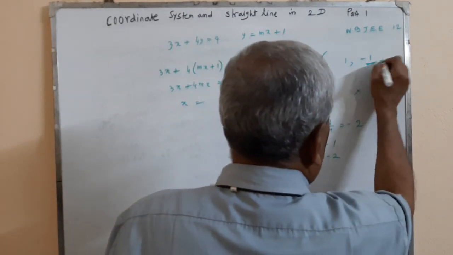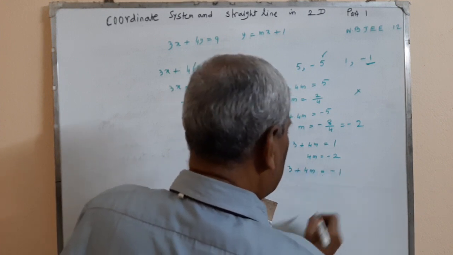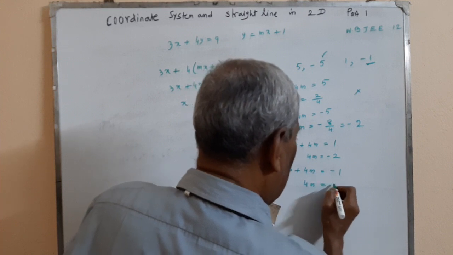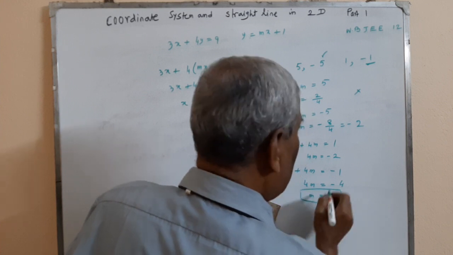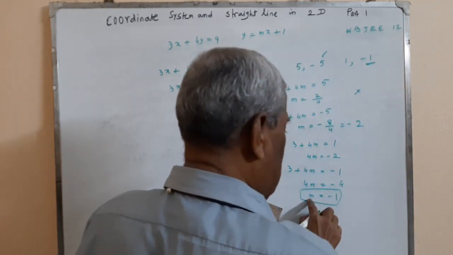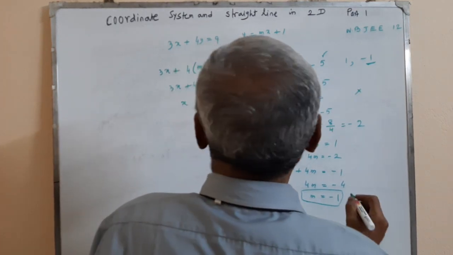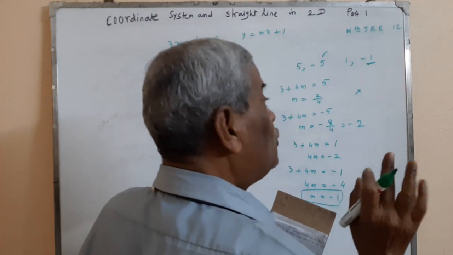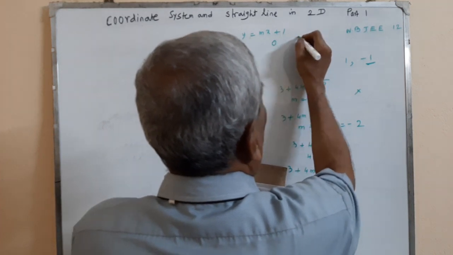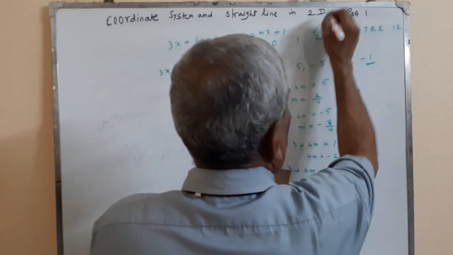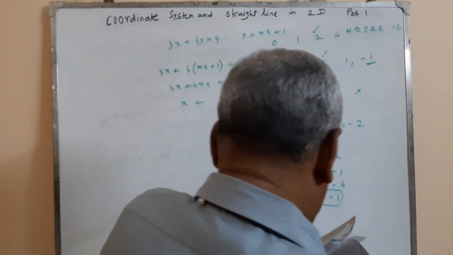Next take the last one, that is 3 plus 4m is equal to minus 1. So 4m is equal to minus 4. M is equal to minus 1, an integer. So for minus 1, m is an integer. For minus 2 also, another integer. So the result is 2. The options are given as 0, 1, 2, and 4. So this option is correct. Next.